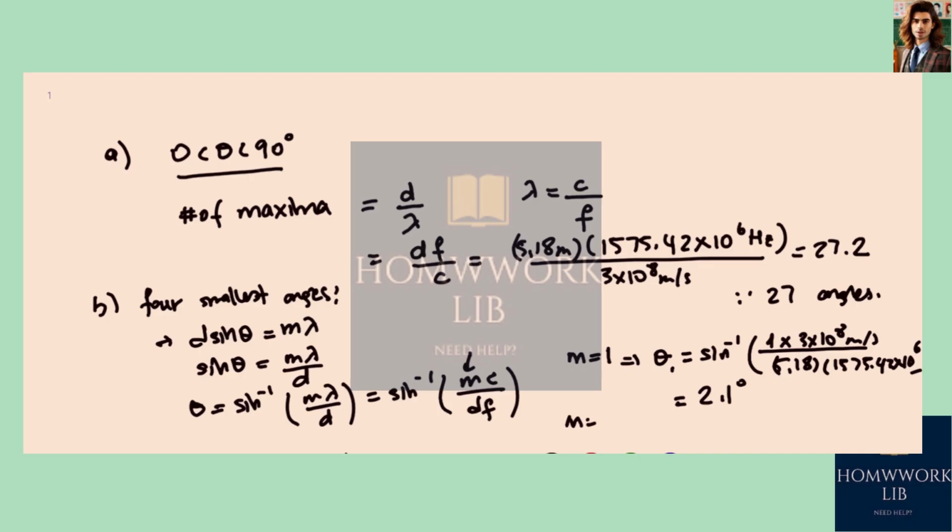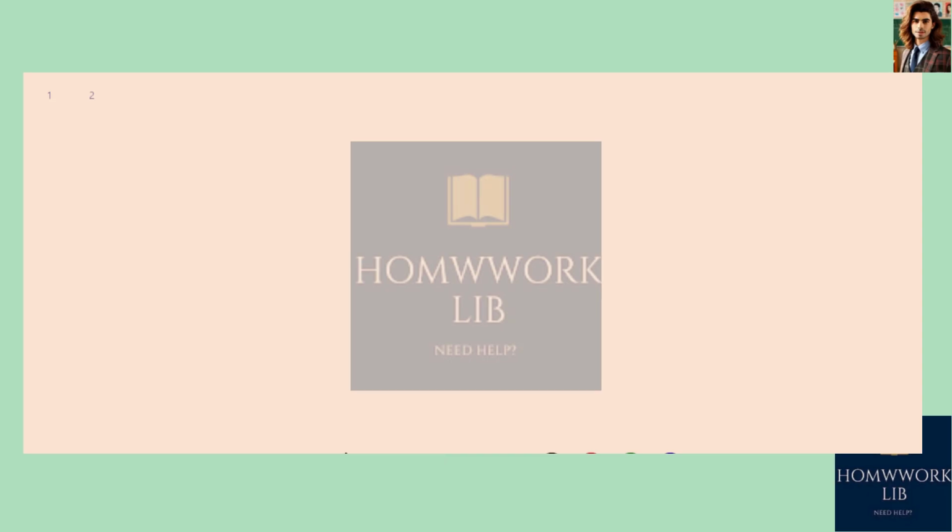Next step is to look at what angle corresponds to m equals 2. Pretty much the same algebra, only this number is going to change to 2 now. So if we do that, 4.2 degrees is what we're going to find. Let's go to the next page. So m equals 3, theta 3, you're going to find that out to be 6.33 degrees. For m equals 4, we're going to have theta 4 equals 8.46 degrees. So we found the four smallest angles.